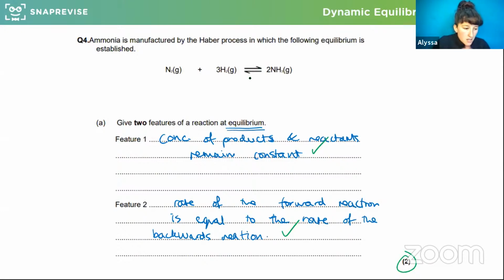Okay, so Victoria, sorry if I've pronounced your name wrong, Glittering Star has answered your question there. This is just describing what we're looking for when we've got a reaction at equilibrium. So what are we looking for? We're looking for concentration of products and reactants to remain constant and the rate of the forward and backward reaction to be equal.